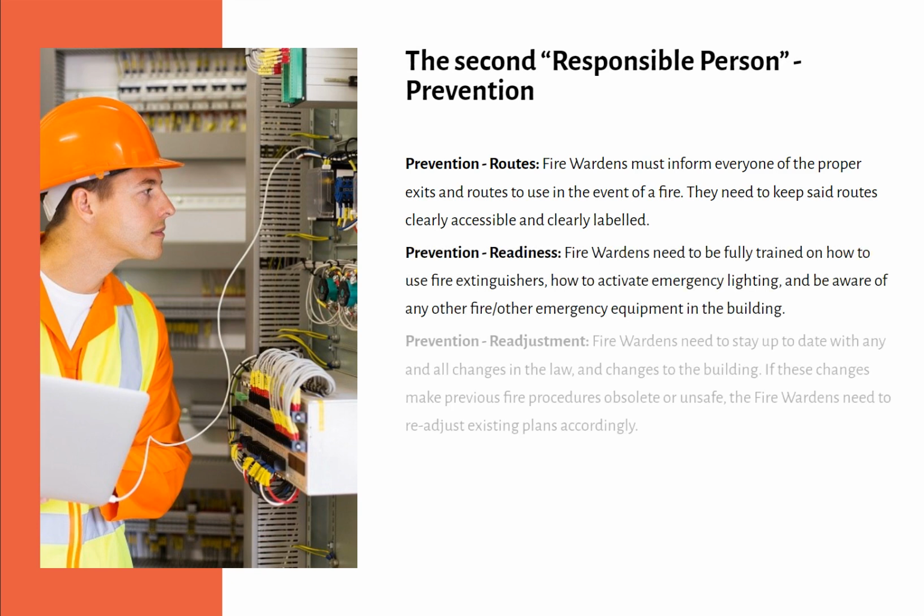Prevention routes. Fire wardens must inform everyone of the proper exits and routes to use in the event of a fire. They need to keep said routes clearly accessible and clearly labeled. Prevention readiness. Fire wardens need to be fully trained on how to use fire extinguishers, how to activate emergency lighting, and be aware of any other fire or other emergency equipment in the building.